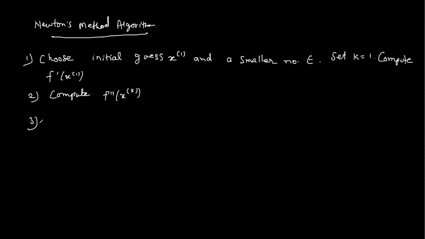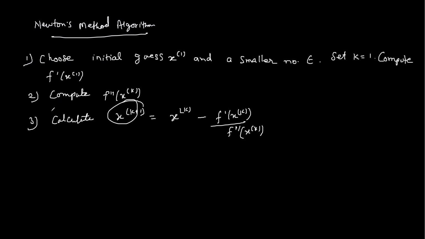Step number 3, calculate xk plus 1. Use the formula. Which formula? xk minus f dash xk upon f double dash xk. Understood? After finding x raised to k plus 1, compute f dash x(k plus 1). Understood?